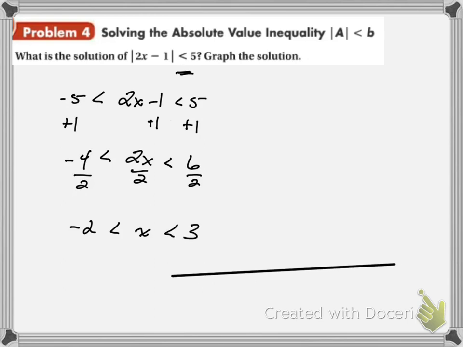Graph it. Draw your line. 0, 1, 2, 3, negative 1, negative 2. Open circles. Shade between.